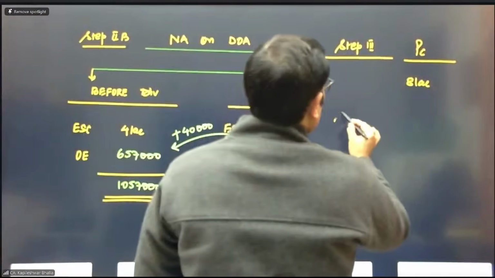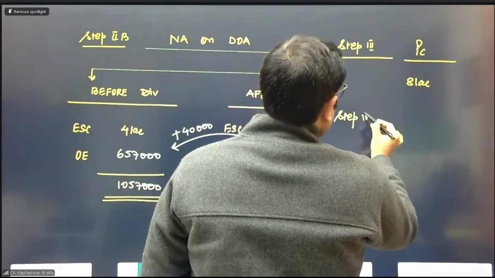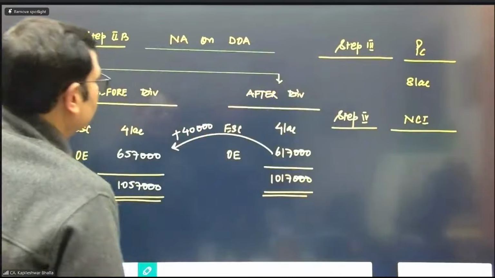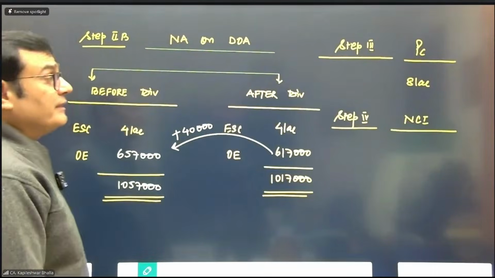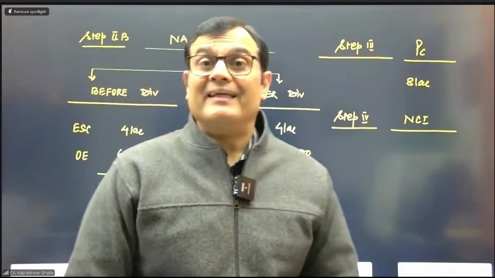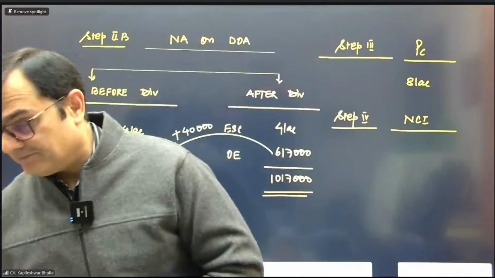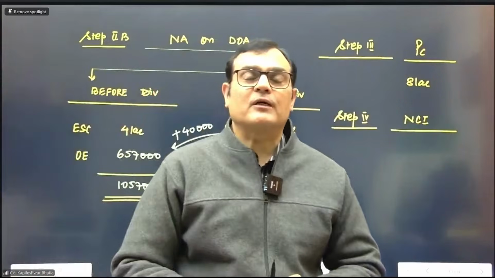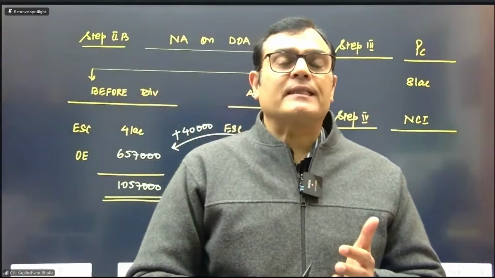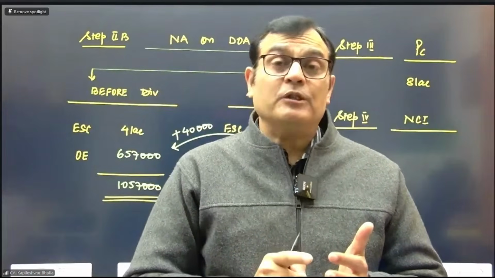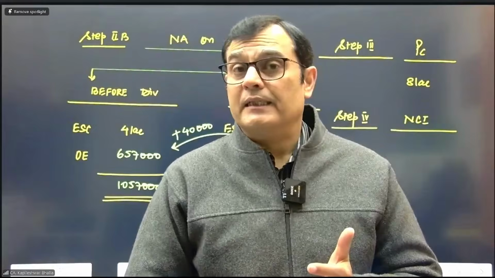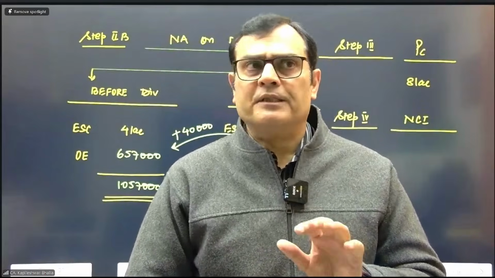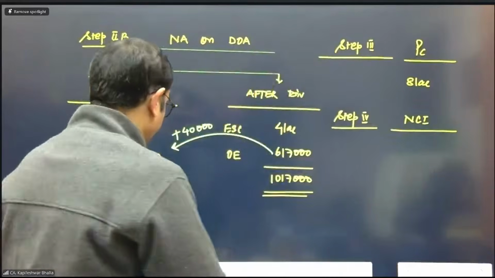Then we go to step number 4, and step number 4 is the calculation of NCI. Now tell me, friends, what are the focus points in terms of NCI? How many focus points? Wonderful. There are 3 focus points in this particular case. One is that we need to consider the net assets after dividends. Then we need to consider the post-acquisition share. And if there is any goodwill impairment, there is no goodwill impairment given.